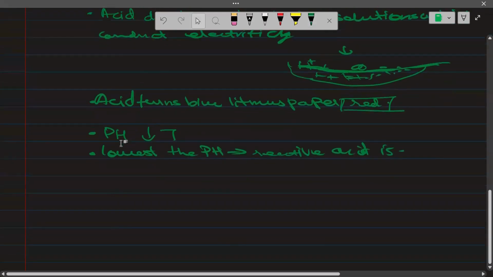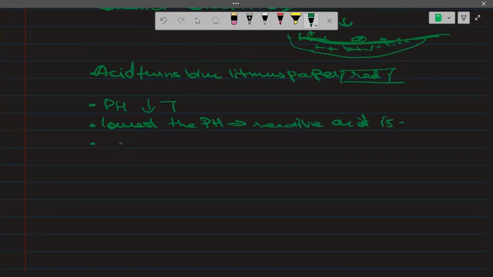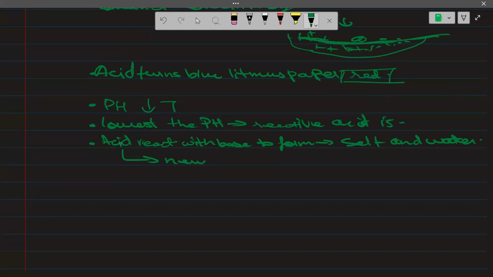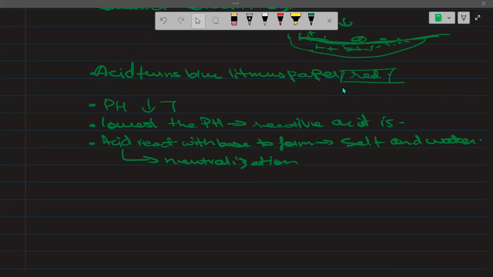So that's the fourth property of an acid. And the fifth property of an acid is that acids react with bases to form salt and water. Okay. And this reaction is also known as neutralization. So these are some of the properties of an acid.